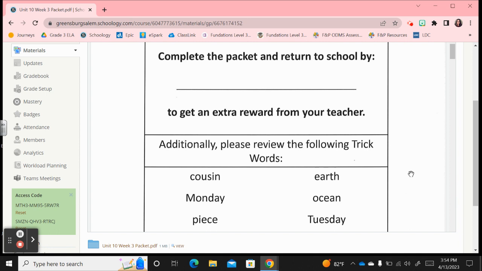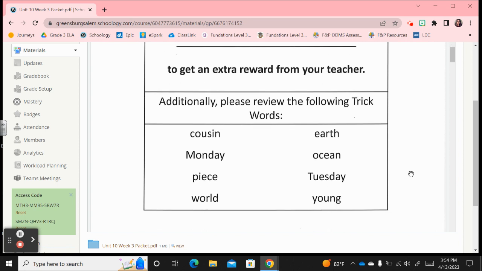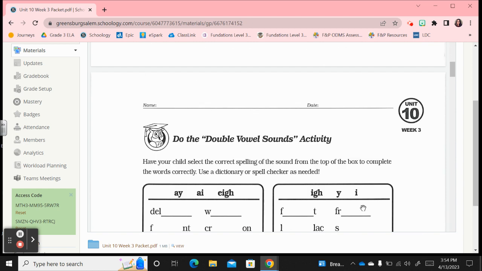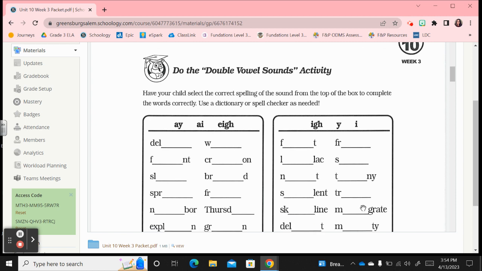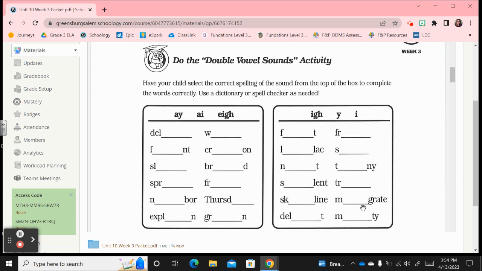Here are the words that you should be following along with and practicing at home this week. We have cousin, Monday, peace, world, earth, ocean, Tuesday, and young. Let's take a look at Unit 10, Week 3, the first page.